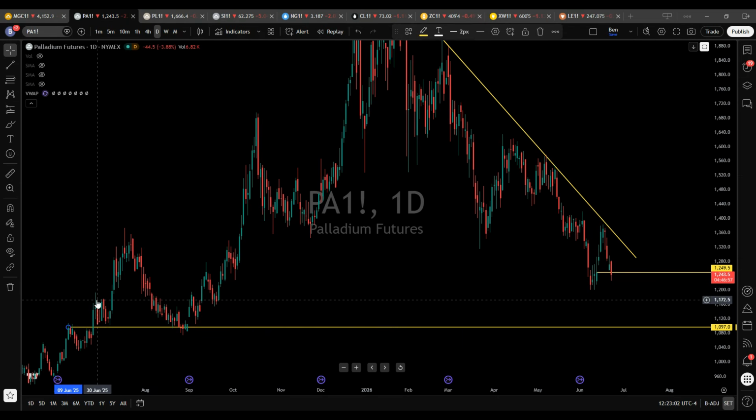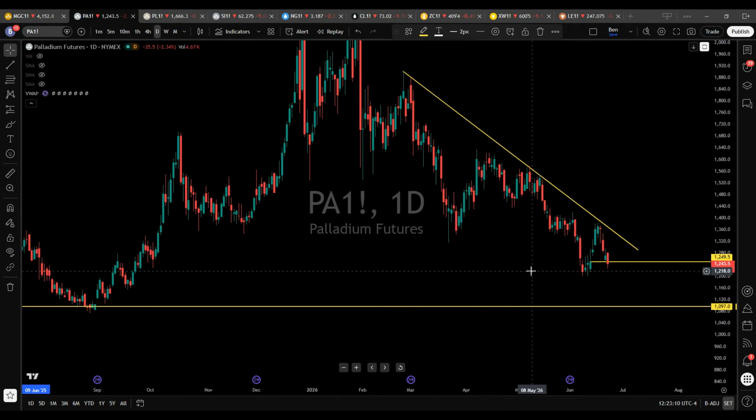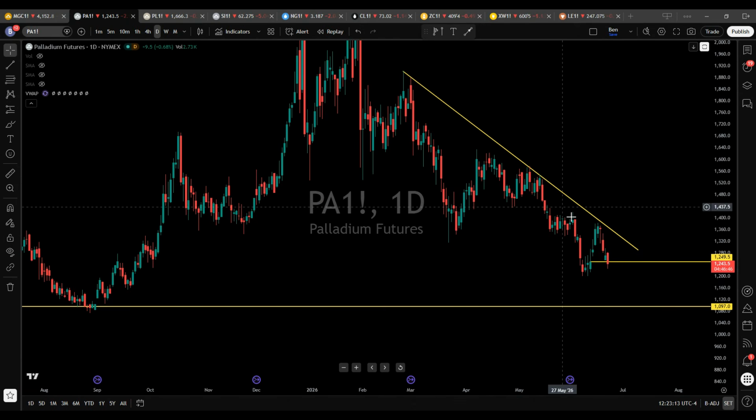Now you're going to have some support right here at 1172. However, this is the next major level that I'd be looking at on Palladium at $1,100 pierce. And that is a continuation of this current downtrend that Palladium futures is currently residing below.